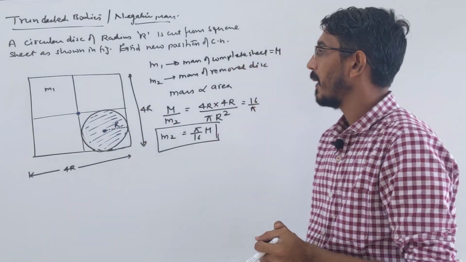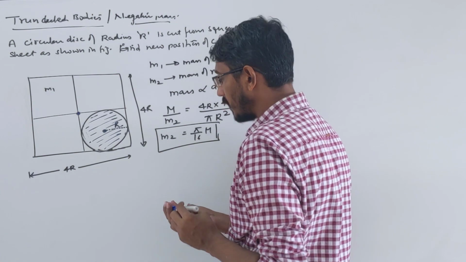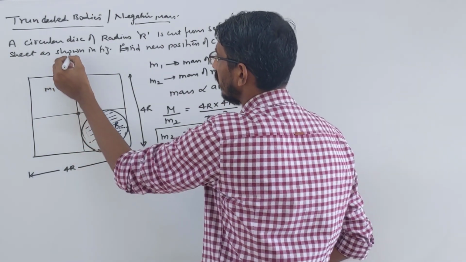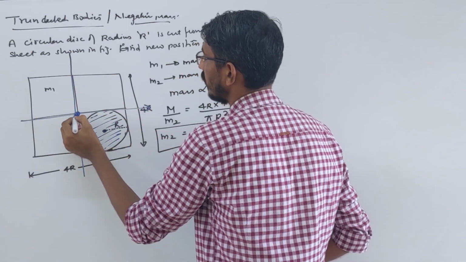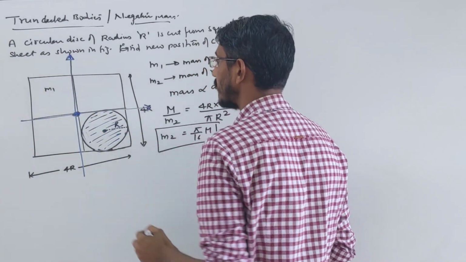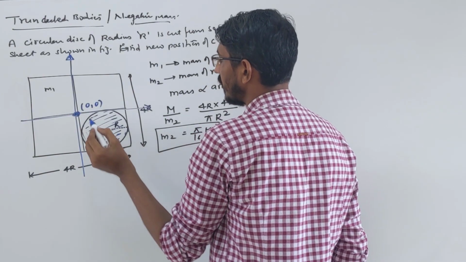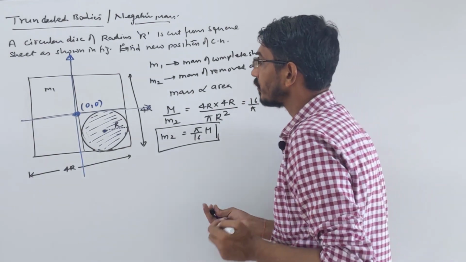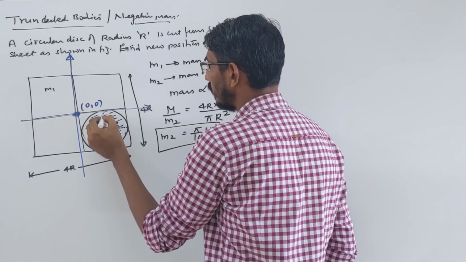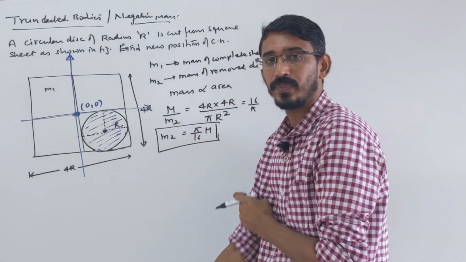Now locate the individual center of mass and choose the coordinate system. The coordinate system will always be at the center of mass of the complete disc. This is your coordinate system, so the center of mass is always 0, 0 only. Now you have to locate the center of mass of the part which is cut and removed. Look here. We have to calculate these coordinates. It's simple to see, not difficult at all.